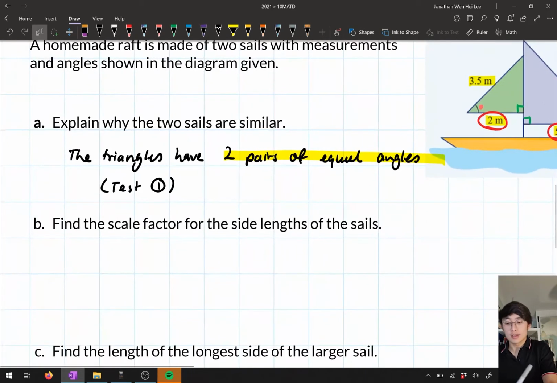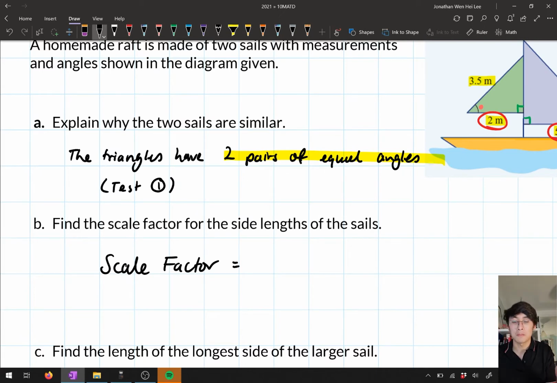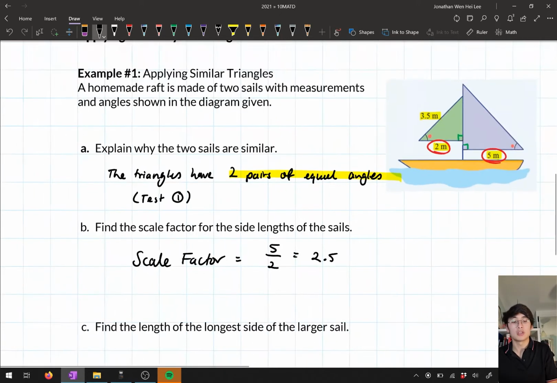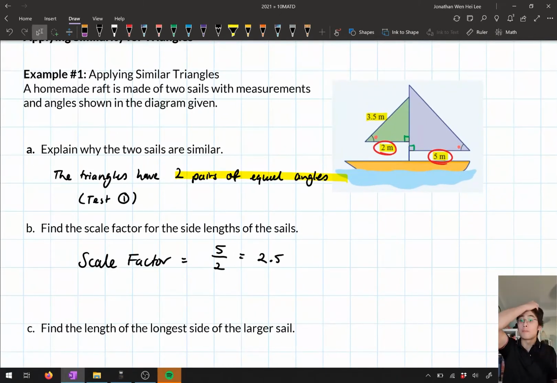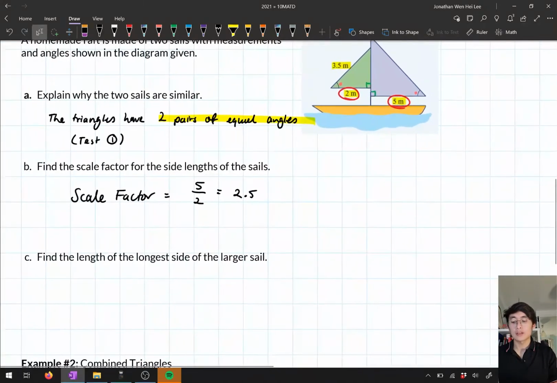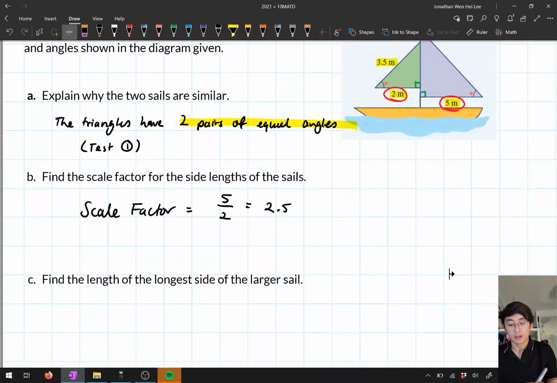So what I can say is the scale factor is going to be equal to my bigger sail measurement divided by my smaller one. So it's going to be 5 divided by 2. 5 divided by 2 is just 2.5. And so here, this is the scale factor I'm going to be using. So in order for me to get my measurement of my bigger sails, it's just 2.5 times larger than the measurement in my smaller sail. Okay, that's part B. We found the scale factor.